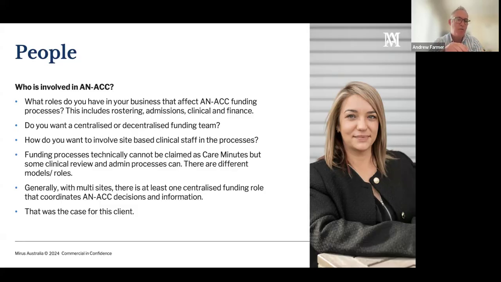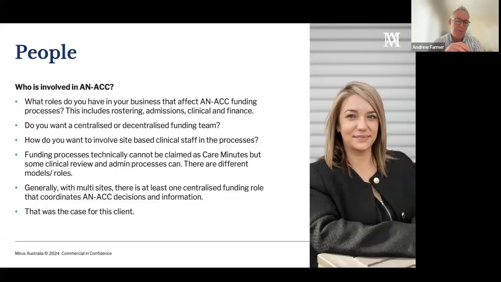How do you want to involve site-based clinical staff in the process? AN-ACC to some extent is still a clinical-based process, far less than ACFI. So the actual intervention that you need, we run a remote process where we can remote into your clinical system and review enough information to adequately assess and predict AN-ACC. So this heavy reliance on clinicians on the sites is overdone, I think, in my opinion.